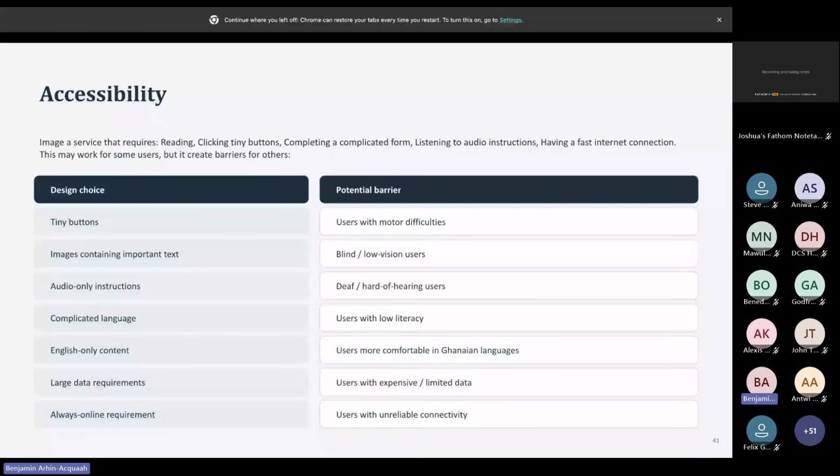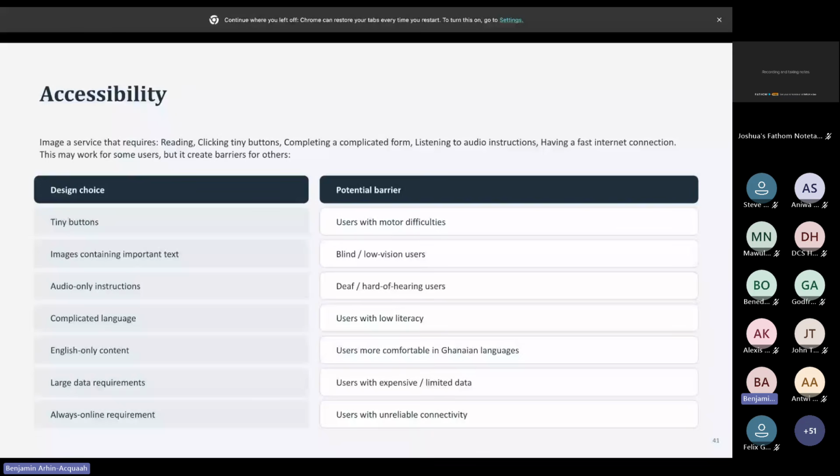Yeah, I mean, large data requirements. Users with expensive or limited data also won't be able to benefit, right? These days, when you open any application, instantly you have your data swallowed and you have to buy another data. So all these things affect how accessible our application will be.